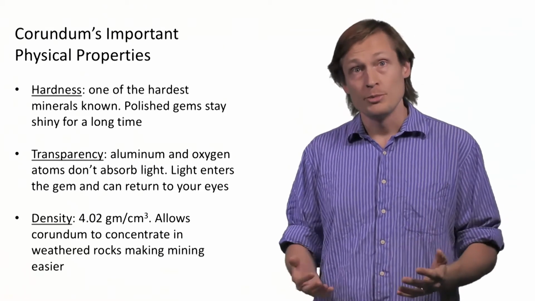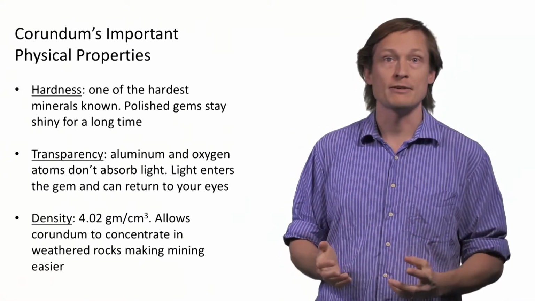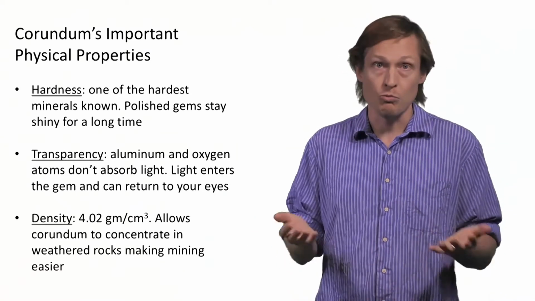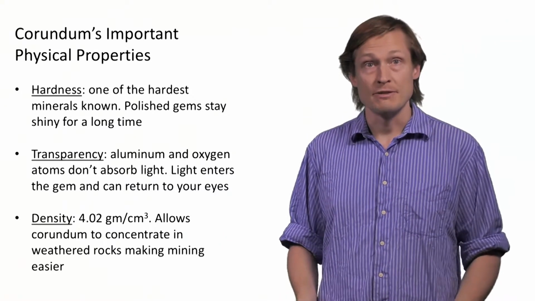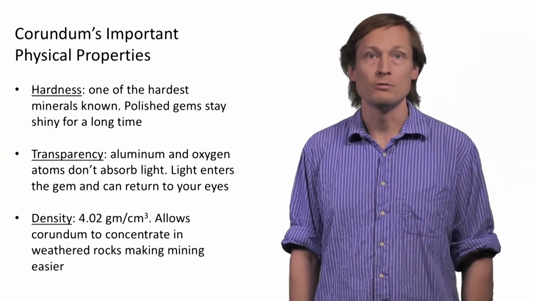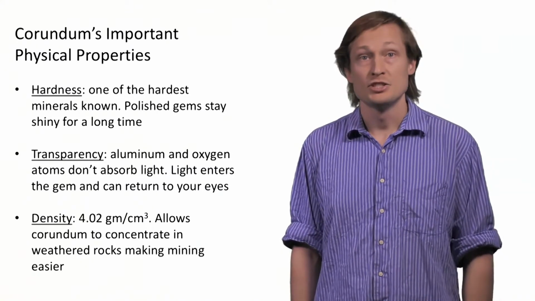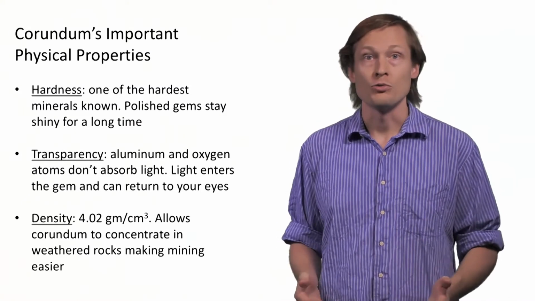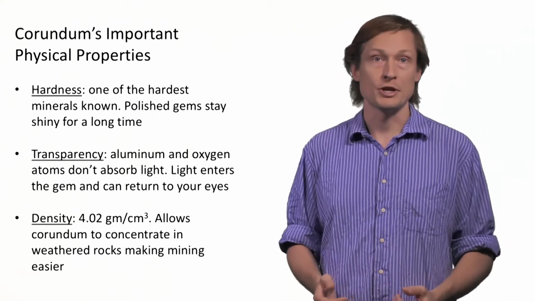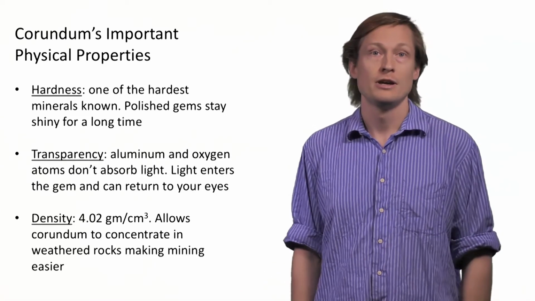First, the aluminum and oxygen atoms are held together very tightly in this structure, which makes rubies and sapphires extremely hard. Now, why is that important? Well, a high hardness means rubies and sapphires can keep their polish very well for a very long time without getting scratched by other materials. Secondly, the aluminum and oxygen atoms do not absorb light on their own, which means corundum can be very transparent. And transparency, of course, is what makes a gemstone beautiful.